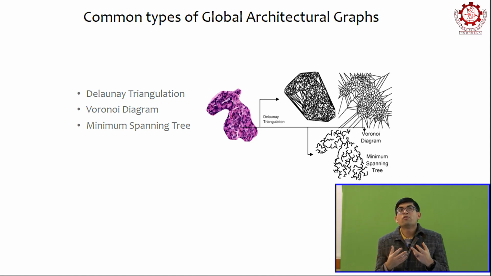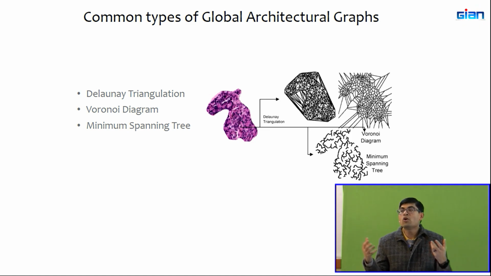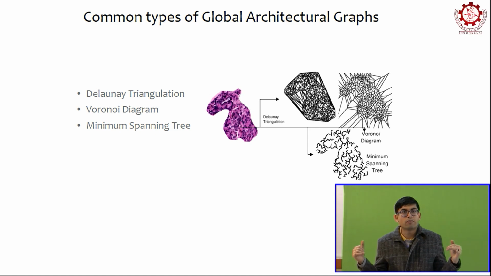So, let us say that you are interested in a gland graph. What you would do is segment out the glands in the image, and the centroid of the gland can be the node. So, depending on what kind of graphs you want to construct, you can segment out the primitives, identify the nodes, and then based on different rules that you have, you can construct the edges of the graphs.